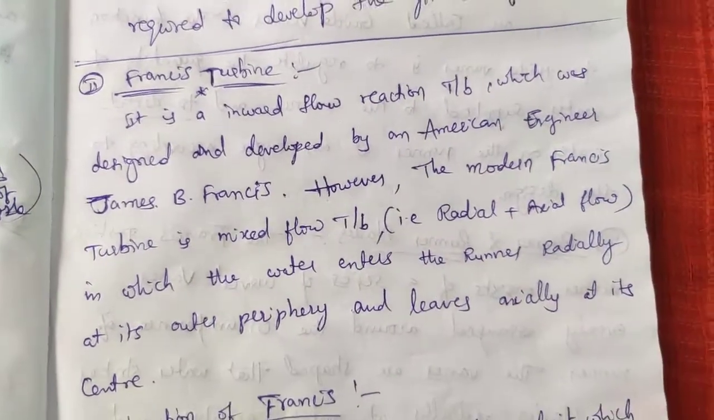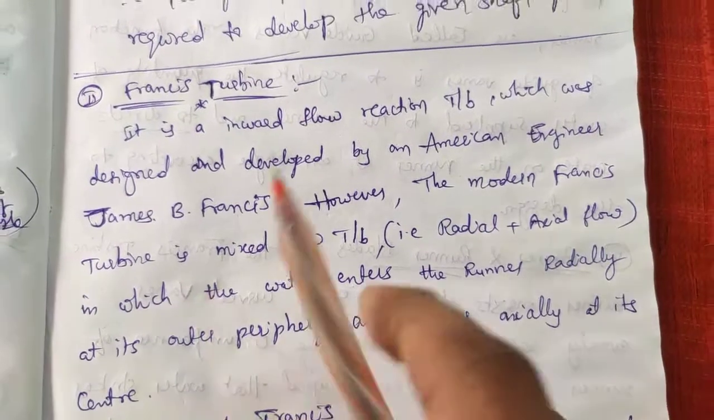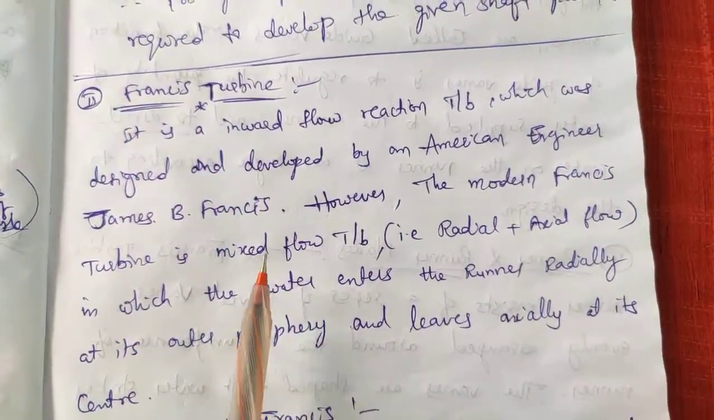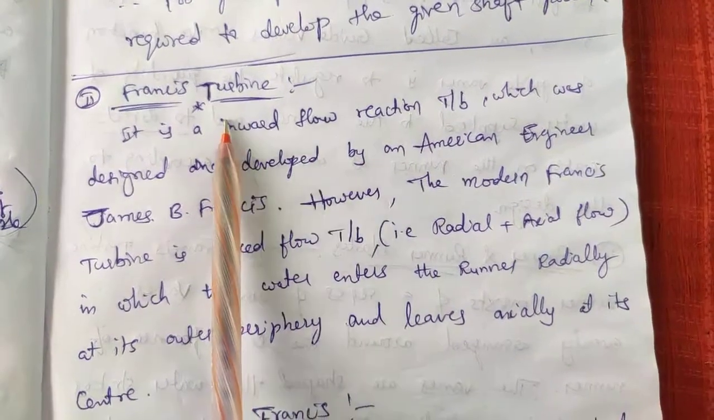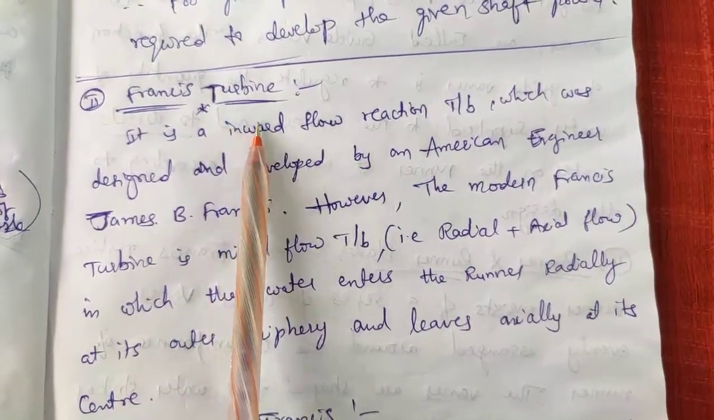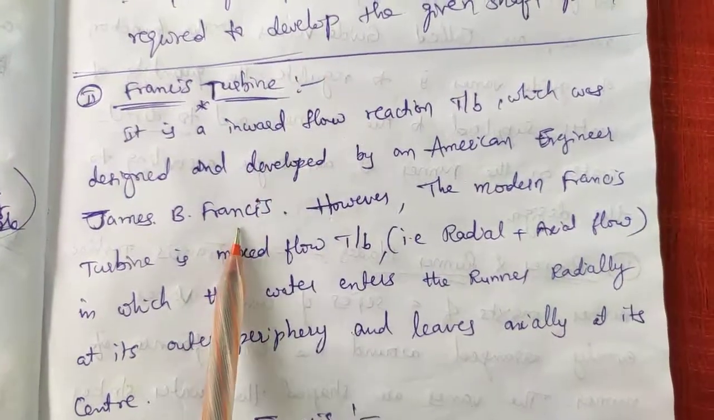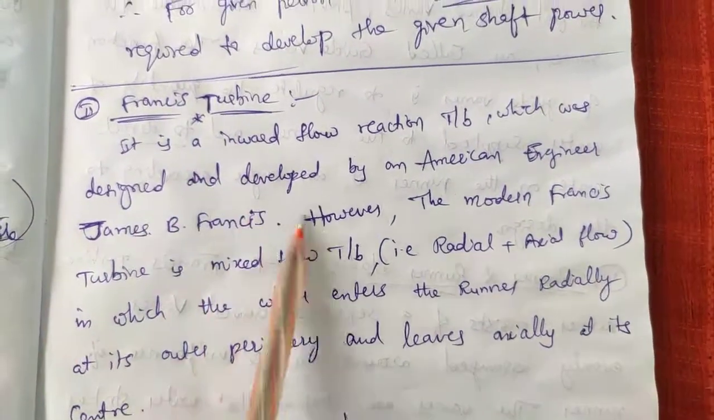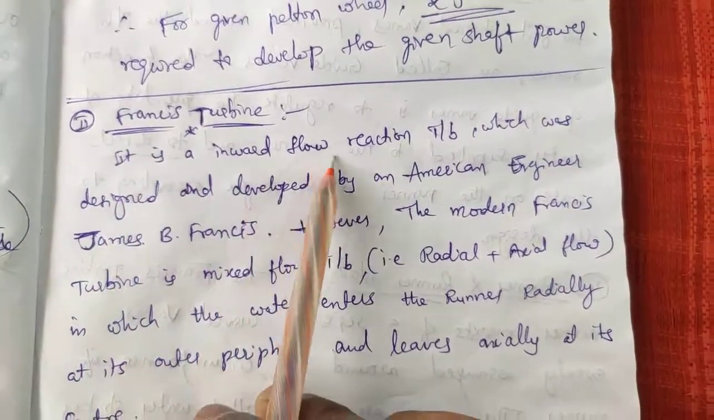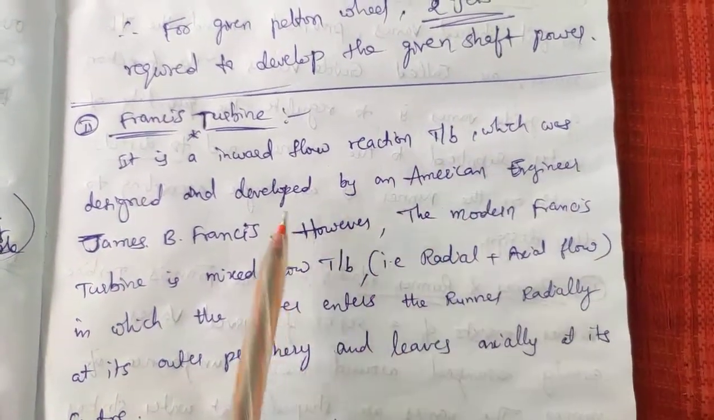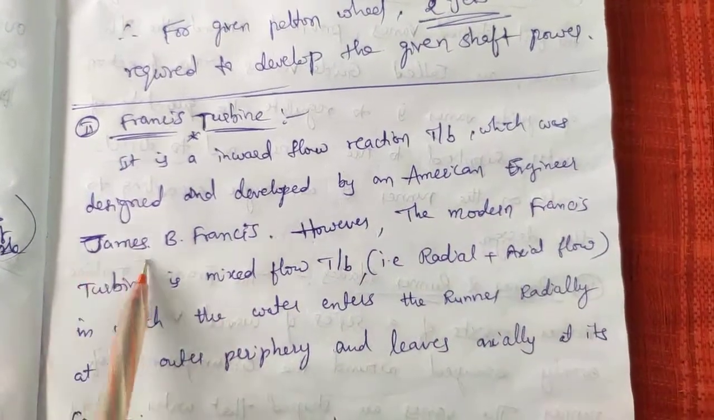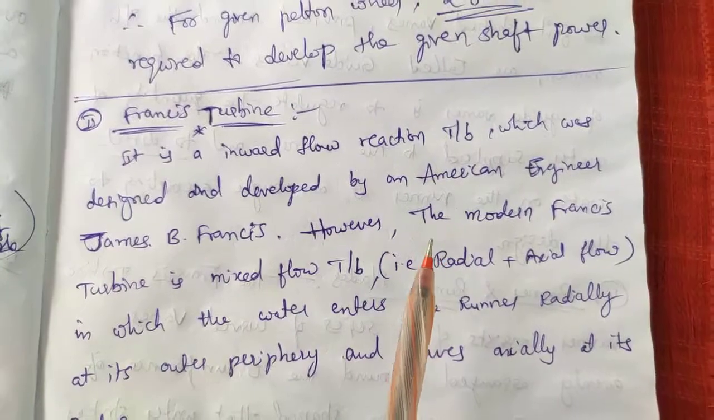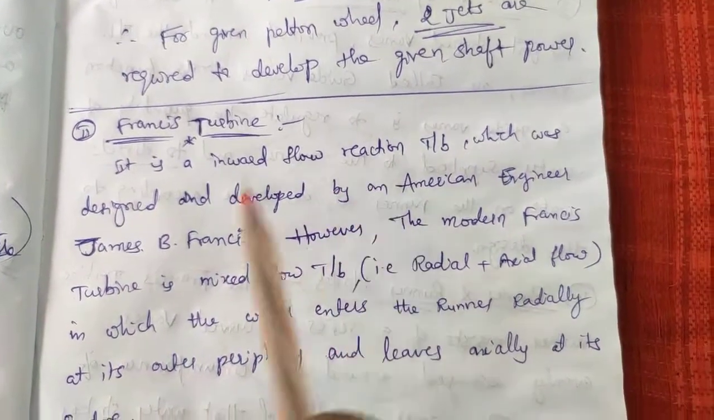Good morning, students. Today we see one of the important turbines, that is the Francis turbine. This turbine is used in many hydropower plants in India. So let us know briefly about this Francis turbine. It is an inward flow reaction turbine which was developed by the American engineer James B. Francis. In olden days, this was only an inward flow reaction turbine.